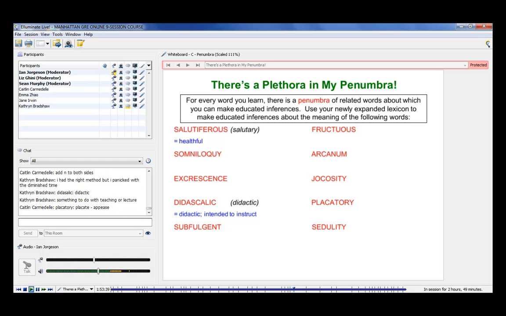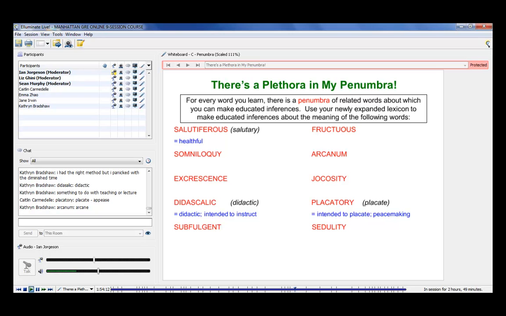All right, I see Caitlin typing. Emma, Jane, what do you guys have? Caitlin's giving us placatory is related to placate. Agree with completely. Placate means to appease, so placatory is a descriptive word intending to placate, intending to appease, intending to make peace. Absolutely, good job. Keep going, guys. Emma, Jane, I don't see any typing.